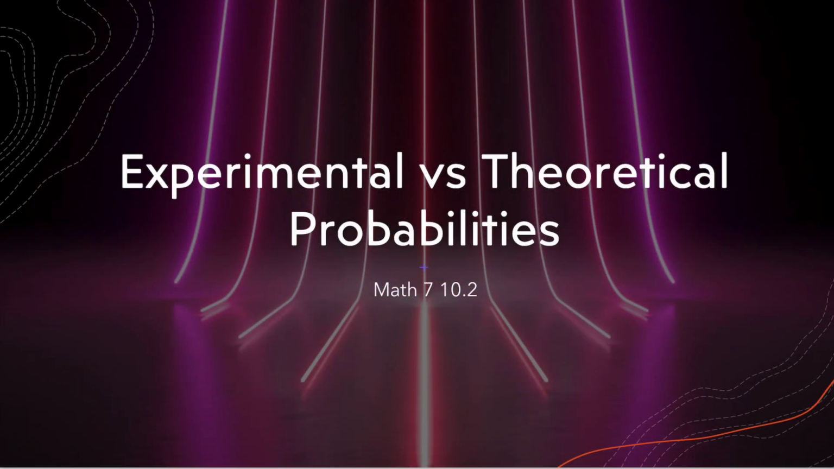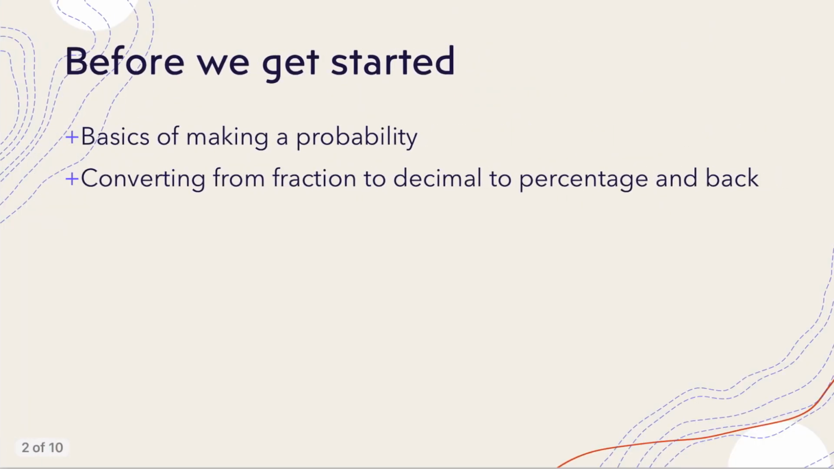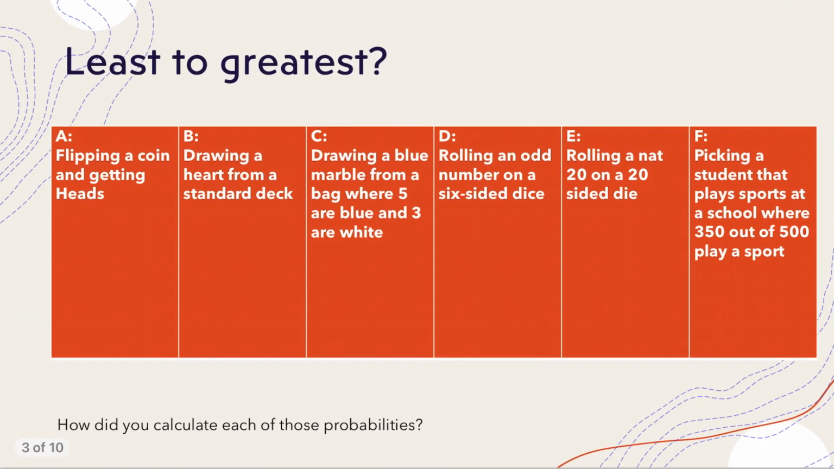And welcome to Cherry Pie Math. This video is going to introduce experimental versus theoretical probabilities. Before we get started, you do need to know how to make a probability, like the basics of it, and you need to be able to convert from a fraction to a decimal to a percentage and back.